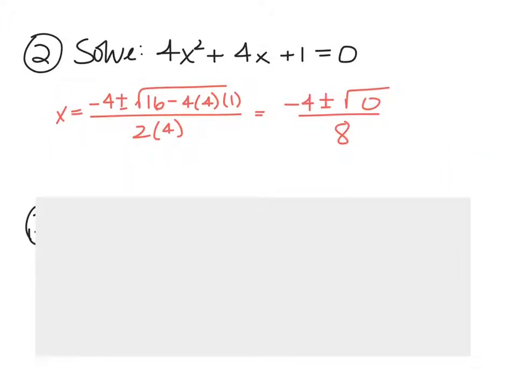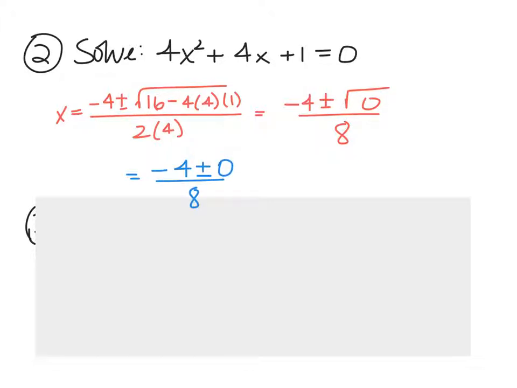Okay, let's look at this next case, and that's where we have square root of 0. Now, square root of 0, we actually know the answer to. It's kind of a trick question. What times itself equals 0? 0. All right, so we're going to break that down and make that be -4 plus or minus 0 over 8.